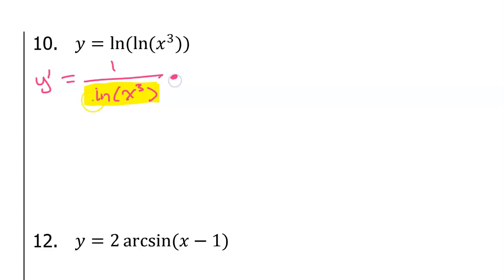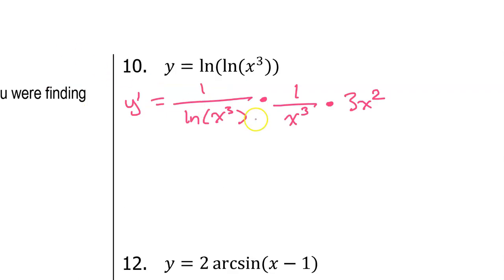But again, we are taking the derivative of a natural log. The derivative of natural log, remember, is 1 over x. But because we don't have a plain old x in here, then we're going to have 1 over x³. But because this is not just a plain old x, we have to do the chain rule again and multiply by the derivative of this inner function. The derivative of x³ is 3x².